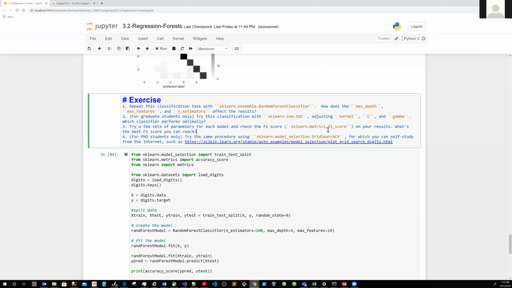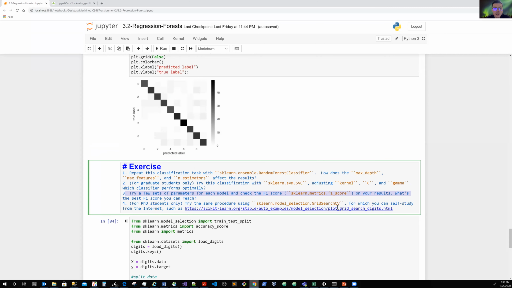Yeah, this question right here: try a few parameters for each model and check the F1 score. Do we have to list the parameters that we tried, or can we just try it on our own and then put down the best parameter? How do you want it? If you are confident that what you tried is best, you can just put it there. But if you want to show the TA, you can.